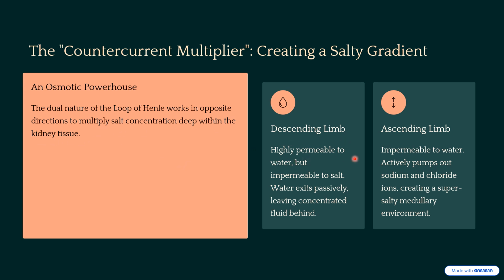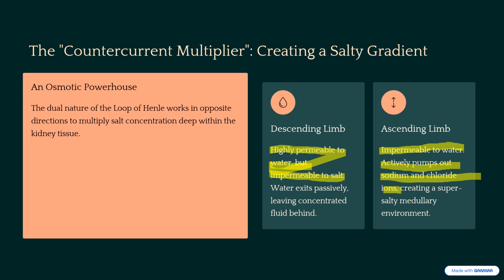Descending limb: highly permeable to water but impermeable to salt. Very important, you have to note it very carefully, that it is highly permeable to water but impermeable to salt. On the other hand, the ascending limb is impermeable to water and actively pumps out the sodium and the chloride ions. Here lies the beauty of the countercurrent mechanism.